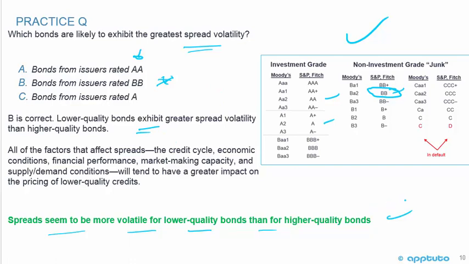All of the factors that affect spreads, the credit cycle, economic conditions, financial performance, market making capacity, supply and demand conditions, will tend to have a greater impact on the pricing of lower quality credits, okay? And that's the last slide for this LOS.